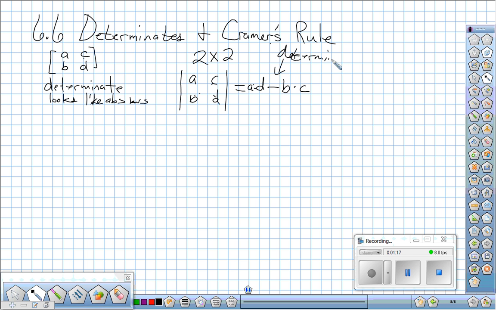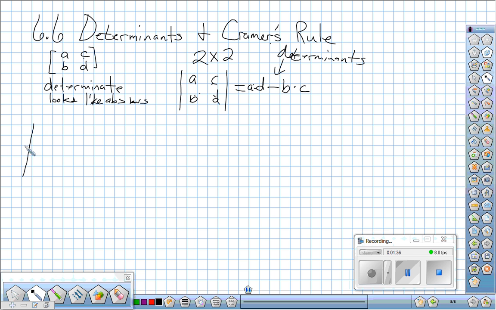Determinant. And you guys are going to have a terrible time spelling it because I'm awful at writing it. And I spelled it wrong up here. It's not determinate, determinant. Sorry, I'm making it really, really confusing for you guys already.